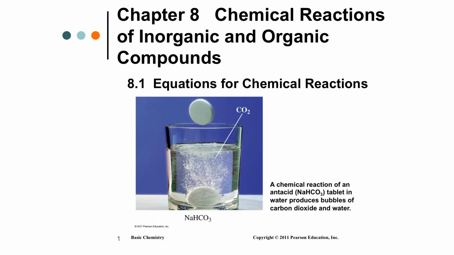We're in Chapter 8 and Section 1 on equations for chemical reactions. So, first of all, we have to be able to identify whether something has reacted. A chemical reaction usually has some kind of an indicator.